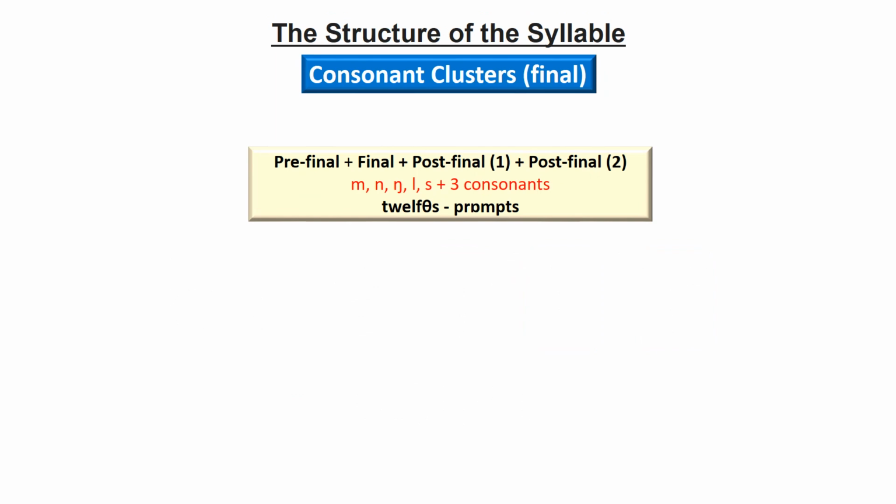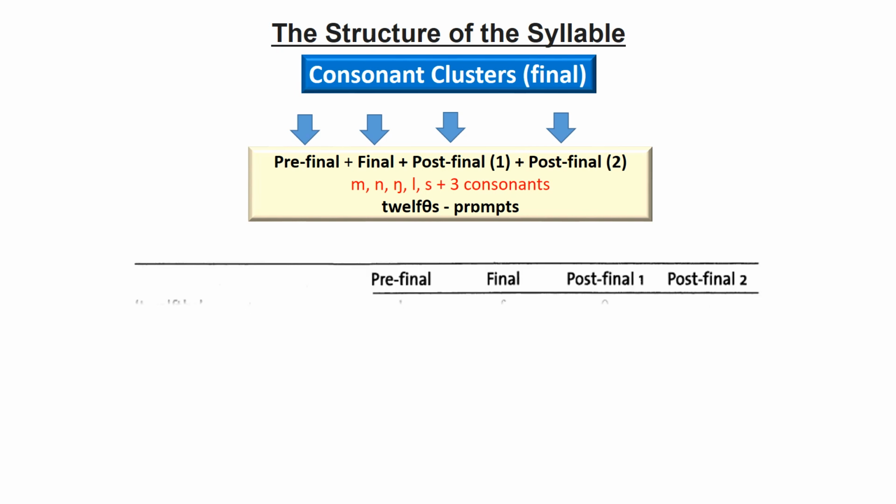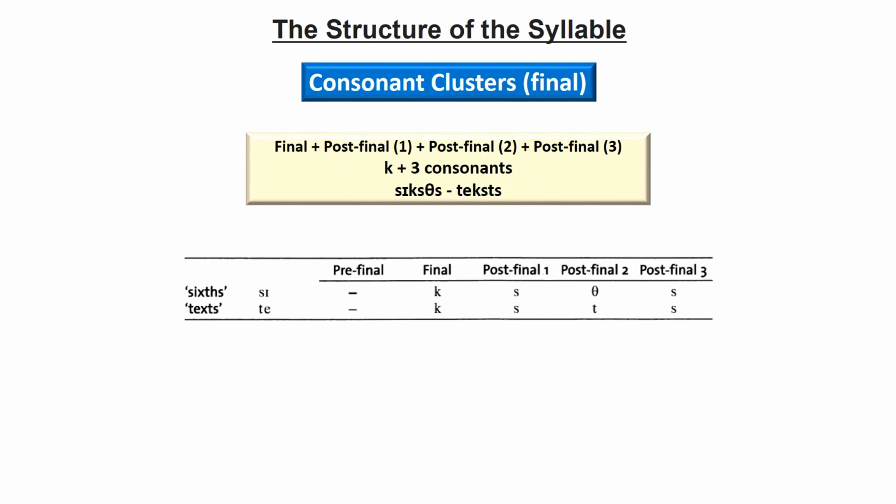The majority of four consonant clusters can be analyzed by breaking them down into four distinct components. These components include a final consonant, which is preceded by a pre-final consonant and followed by two post-final consonants, post-final 1 and post-final 2. The structure of these four consonant clusters is illustrated in the table below.